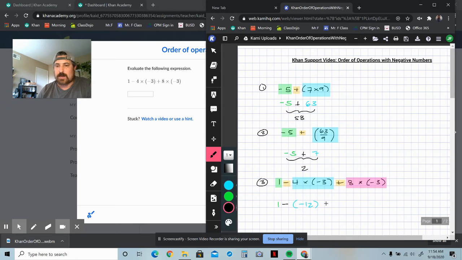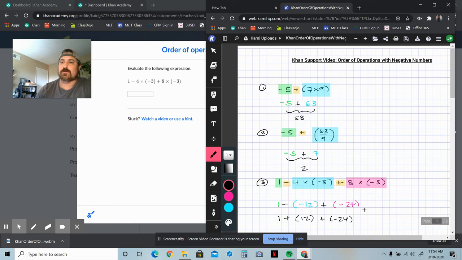And then you're going to be adding to that whatever this pink value is. Well, what's 8 times negative 3? A positive times a negative is a negative, so that's going to be negative 24. So really what you have here is the expression 1 take away negative 12 plus negative 24. Remember, whenever you have subtraction, you can rewrite as addition, because subtraction is the same as adding the opposite. So you would say this is the same as 1 plus the opposite of negative 12, which is positive 12, and then plus negative 24.